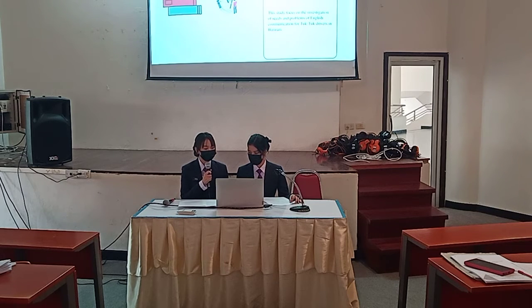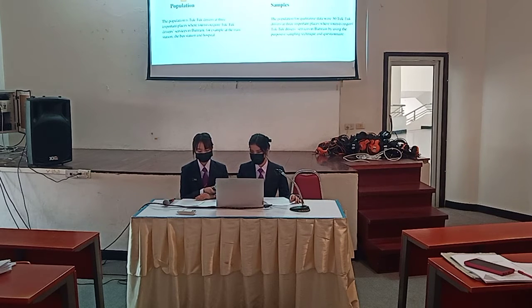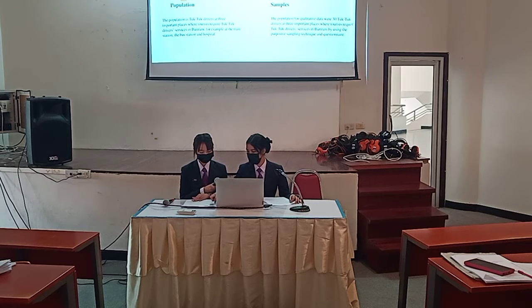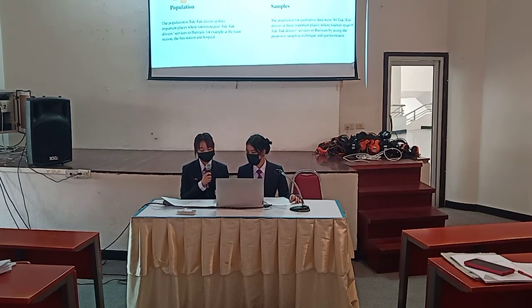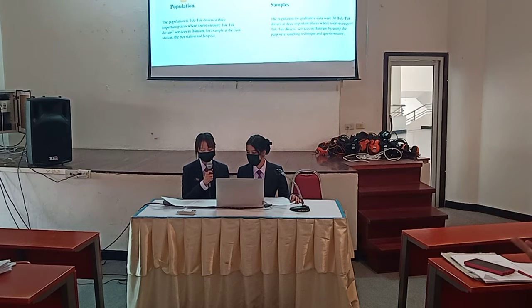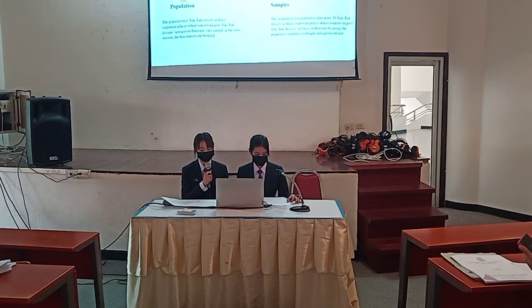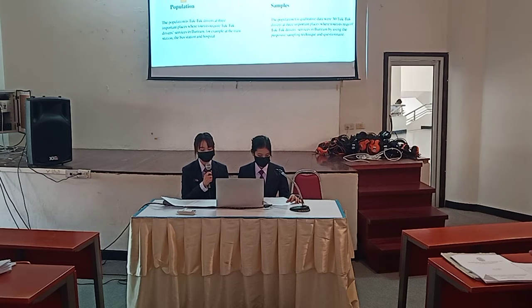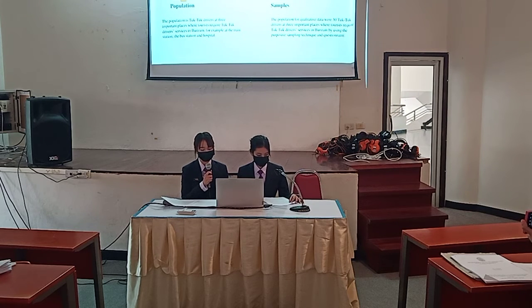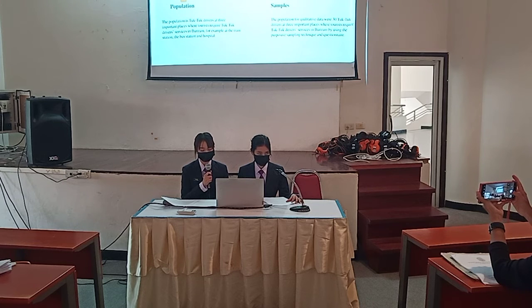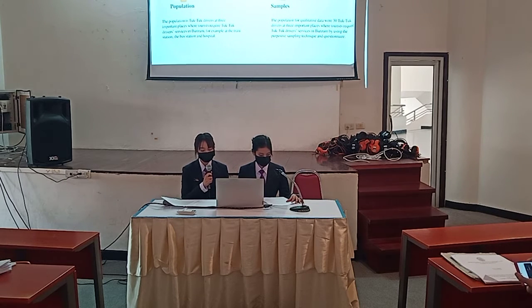Next, scope of this study. This study focuses on the investigation of needs and problems of English communication for tuk-tuk drivers in Buriram. The population for qualitative data is 30 tuk-tuk drivers at 3 important places where tourists require tuk-tuk driver services in Buriram by using the progressive sampling technique and questionnaire.